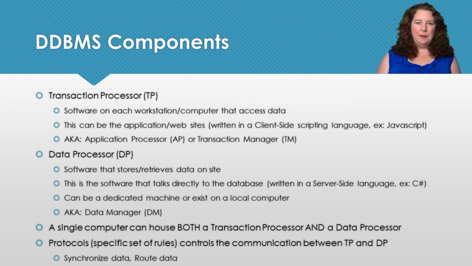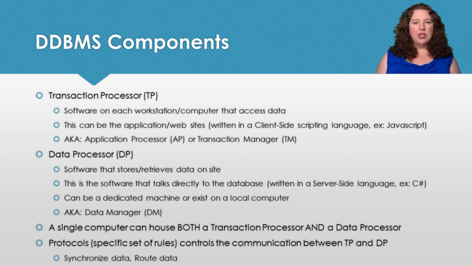When we have our DBMS, we need to actually build it. So there are different components of a DBMS. First is what we call our transaction processor, our TP. Our transaction processor is the piece of software that sits on the client's machine or on the workstation. And it's the thing that knows how to get its data. So it knows how to get data from the database wherever it may be. So this can be an individual application. This can be a website, usually written in a client-side scripting language like JavaScript, that allows the website to go get the data from the database.